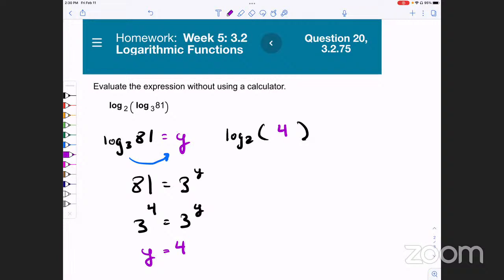So then we can do the same thing again. I'm going to set it equal to y again, and do the same thing.